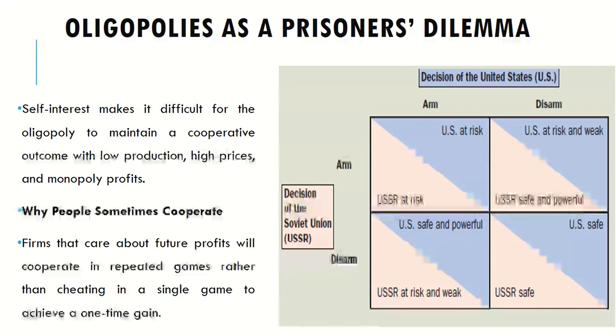Why do people sometimes cooperate? Firms that care about future profits will cooperate in repeated games rather than cheating in a single game to achieve a one-time gain. When the game repeats more than one time, then firms try to cooperate with each other and gain maximum profits. Instead of cheating in a single game, it is better to repeat the game for more than one time and cooperate with each other and obtain maximum profits.